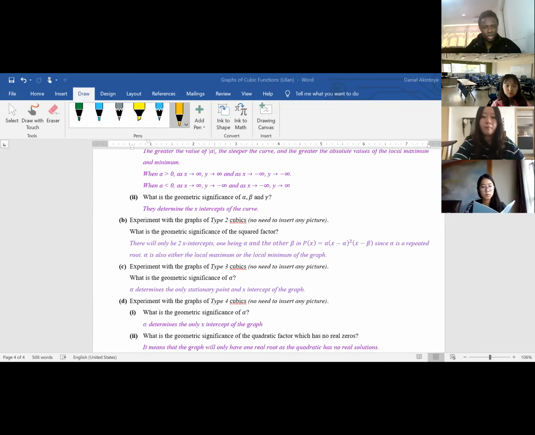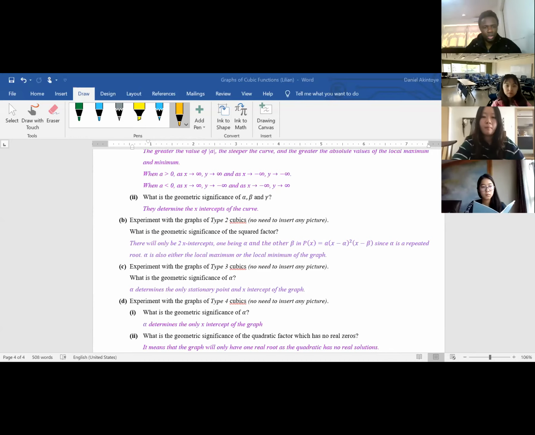Quickly, number 6. For y equals x a first. I removed the a part. We already know the significance of a. a just makes the curve steeper or not steeper. So let's take that off. The discriminant b squared minus 4ac is less than 0.